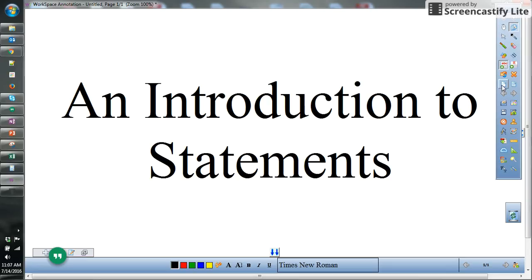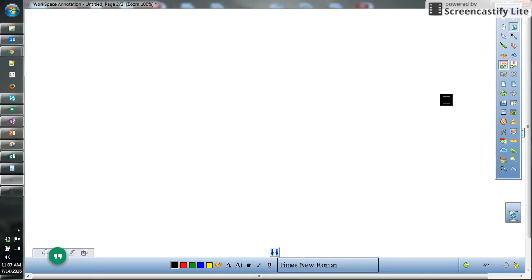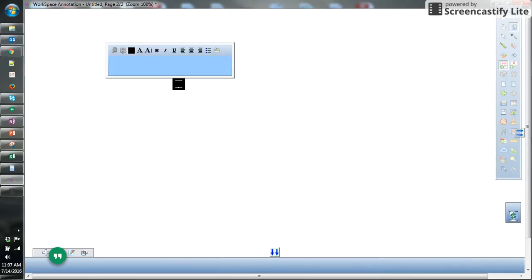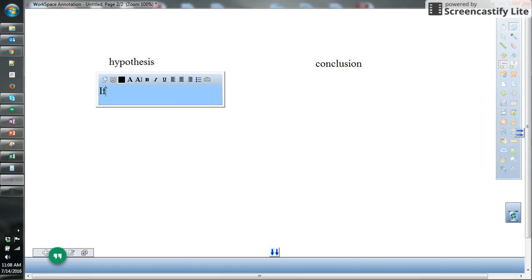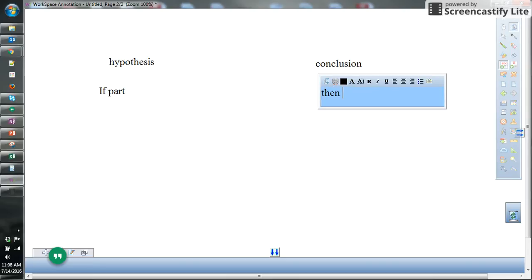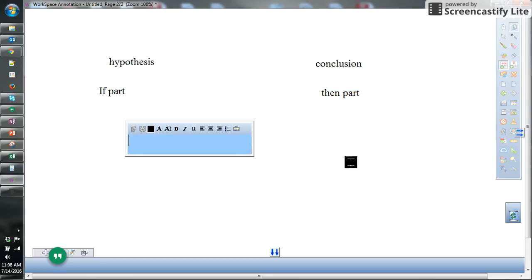A statement in math is going to be like a sentence, okay? Except in math, we have two parts to the statement. We have a hypothesis and we have a conclusion. So our hypothesis of our statement, this is our if part. And our conclusion is then going to be our then part. Okay? So I'm going to write a statement.